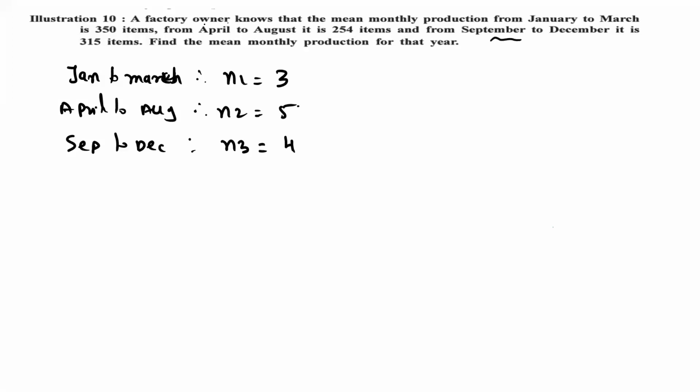Now they say that after that 350 items. So I can say X bar 1 is the mean, already they said mean to me. Clear? Roll number 6, what is your X bar 2? X bar 2 equals 254. And what is our X bar 3? X bar 3 equals 315. I'm waiting for you to calculate.